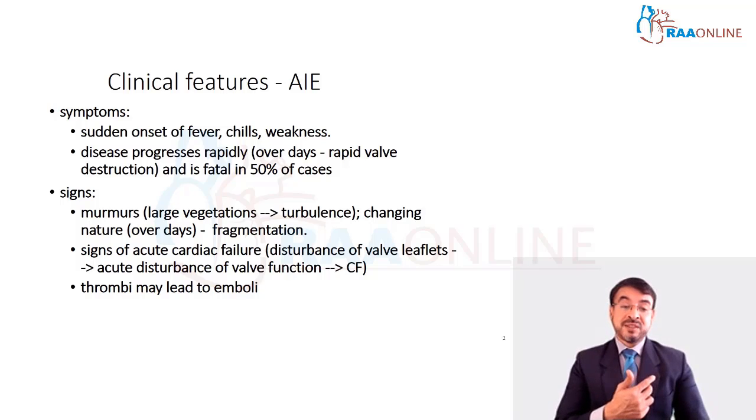And in course of days, some of the vegetations break up. So when they break up and fragment, the murmur changes in its nature. It can reduce in intensity when more blood goes through. And when there is a disturbance of valve leaflets, there would be a disturbance of valve function. So there will be a cardiac failure. It could be due to left ventricular hypertrophy, or later on due to pulmonary hypertension. It would go on to right ventricular hypertrophy as well. And when the thrombi break up, they can lead to emboli, systemic emboli all over the body.